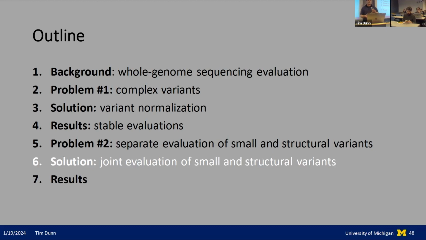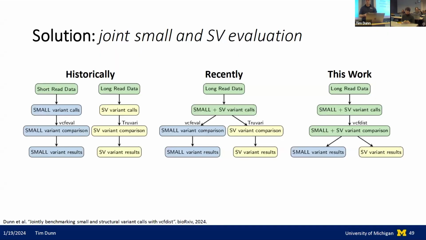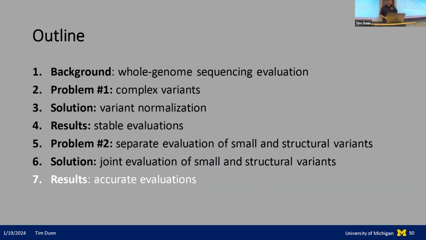So the solution that we worked on was a joint evaluation of both the small and structural variants at once. What we did is we extended vcfdist, so instead of just working with small variants, it can also do structural, and that required a bunch of performance and efficiency improvements in order to be able to handle those larger variants. And then I'm just going to show some of the results that we ended up finding.